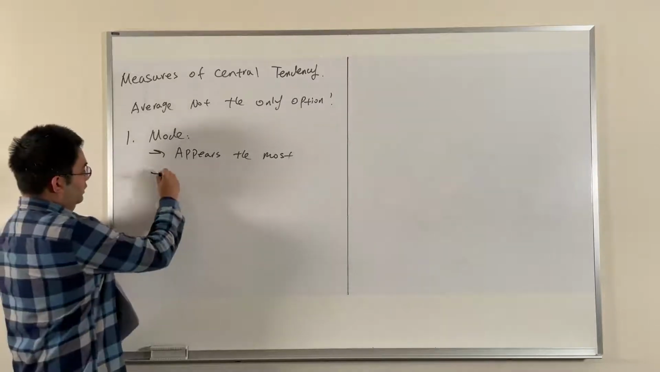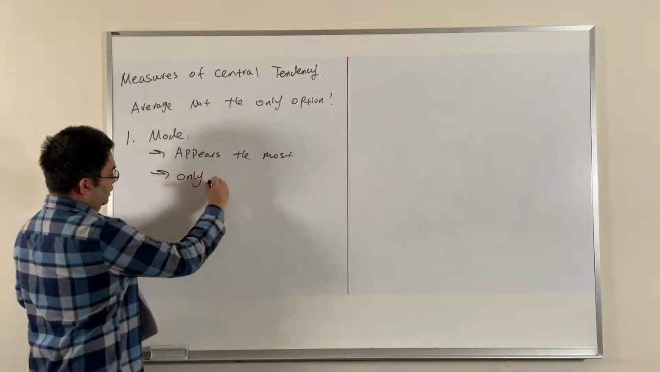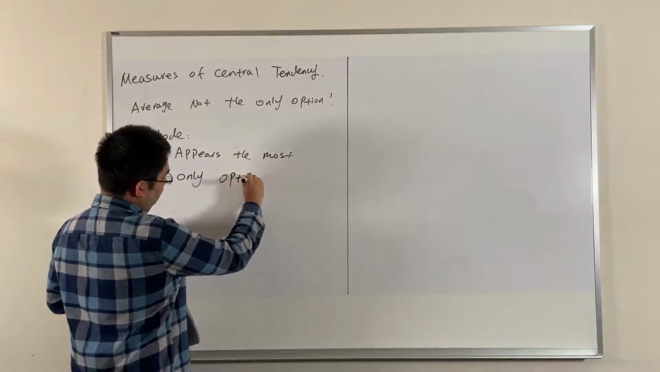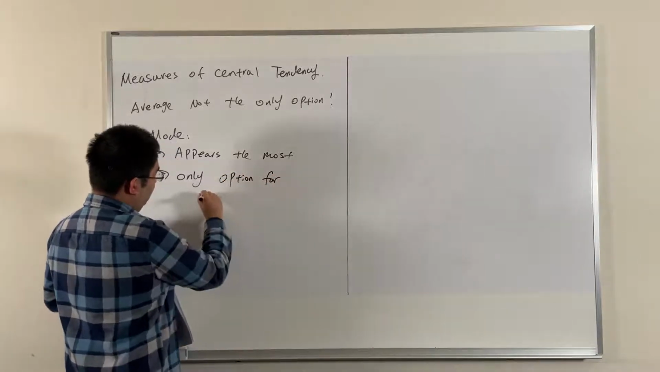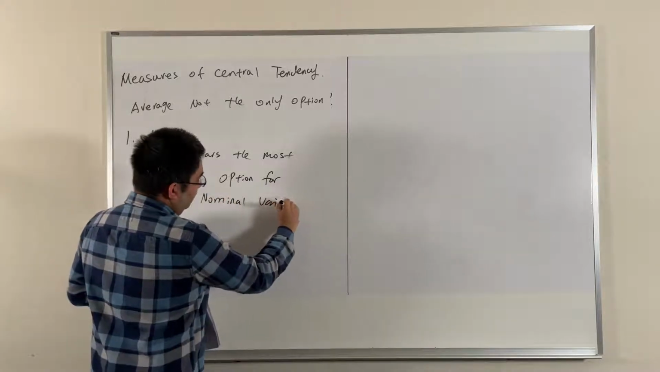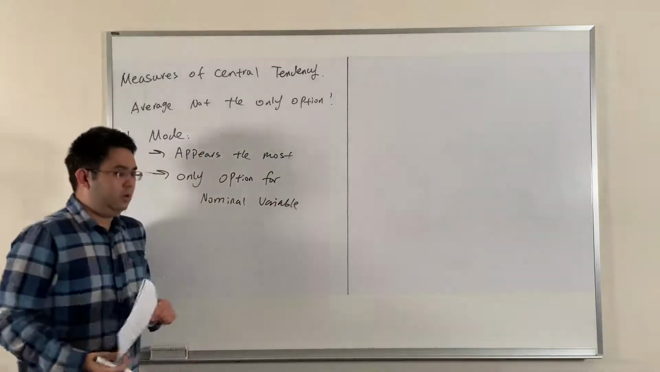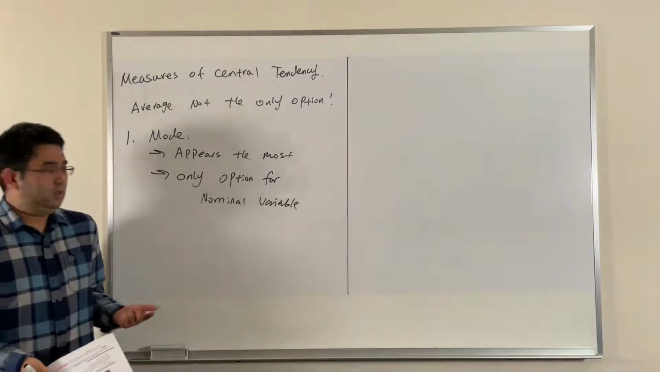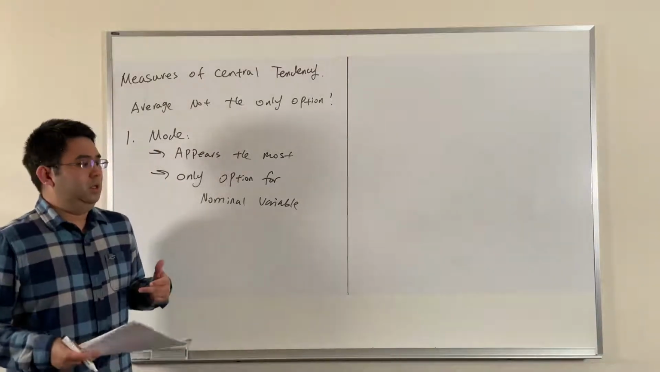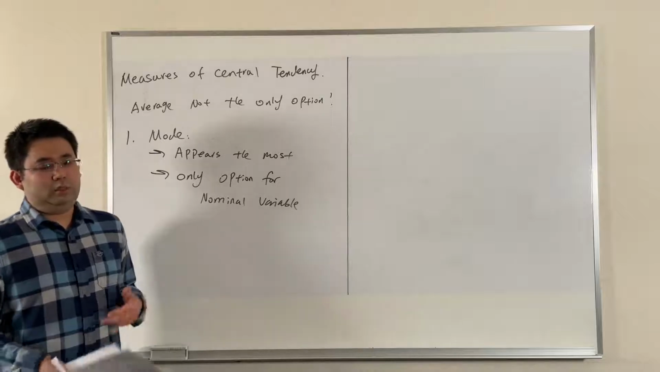Mode is the only measure of central tendency, the only option, for nominal variables. Because nominal variables are usually in categories, and you cannot rank them. The only thing you can do is pick the one that appears the most.